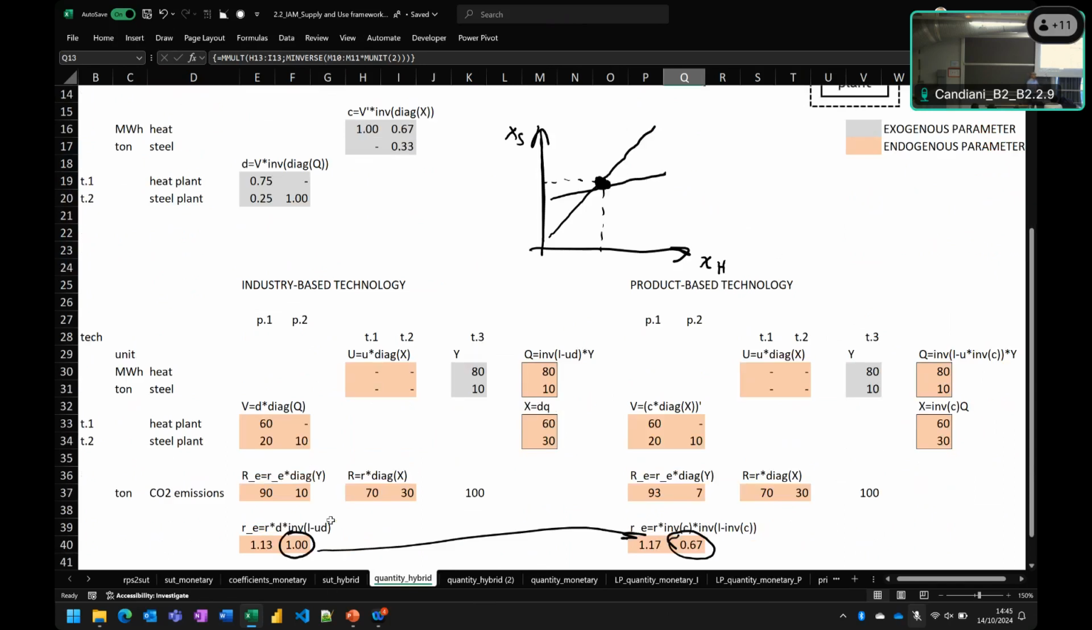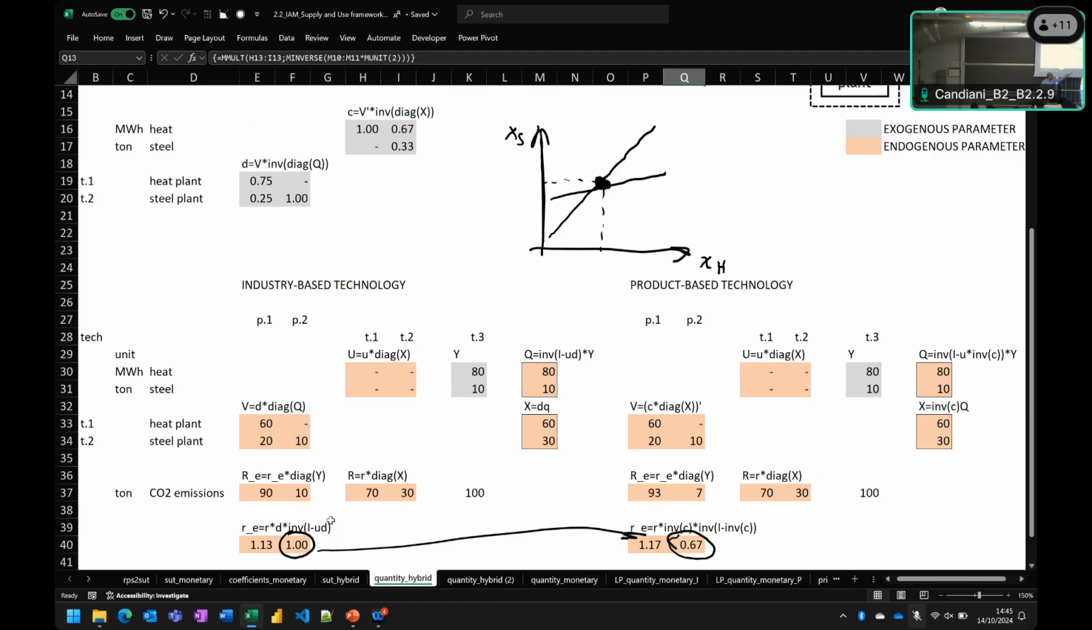But in one case, we have 1 here. Because if you remember, if we are producing an extra unit of steel according to the industry-based technology assumption, what happens? Steel is produced just by the steel factory, and nothing else is happening. But this implies that we are allocating all the emissions of the steel factory onto the unit product that is going to be produced, that is the steel. We have the heat, but it is not produced. So all the emissions are there.